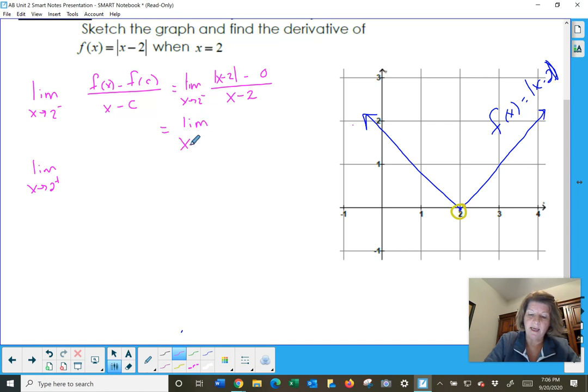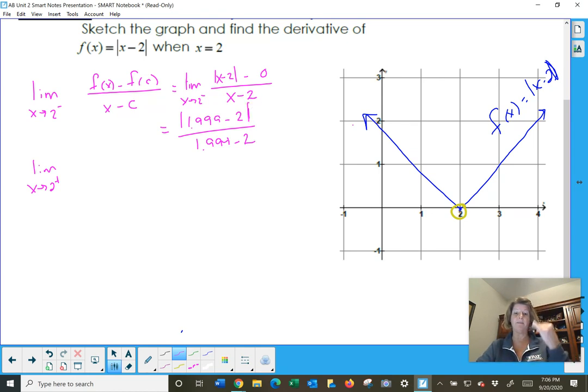The limit as x approaches 2 from the left side, I could use a number like 1.999. Take away 2, absolute value that. On the bottom, 1.999 minus 2. And what I notice is that I'll have the same difference on top as I do on the bottom. On the bottom, it's going to be a negative. On the top, it's going to be a positive. So this would come out to be negative 1. Not surprising that we're seeing the slope of that left side be negative 1, is it? We knew that before we probably even started.